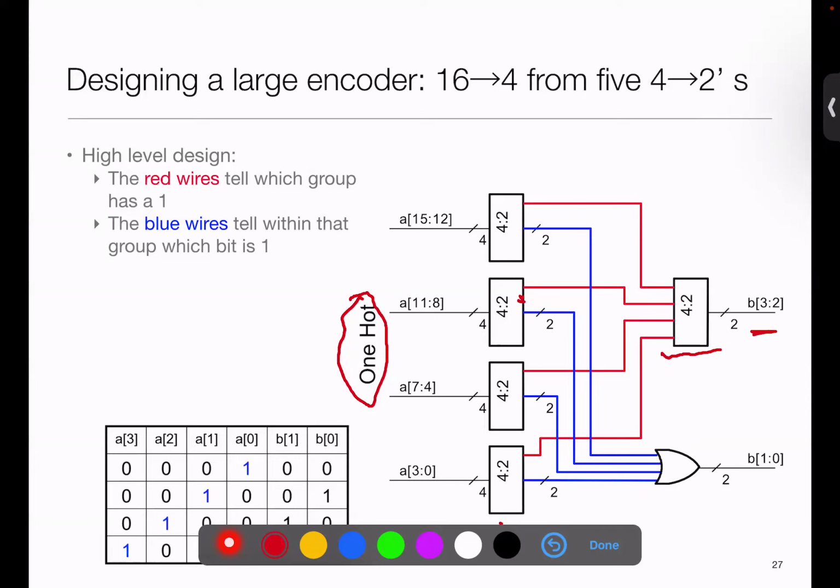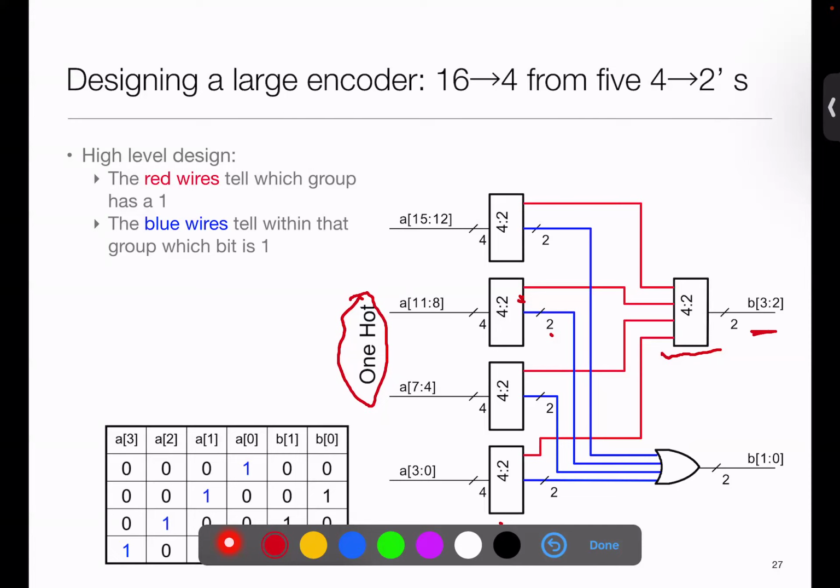And we take the blue lines, which are telling us where the 1 bit occurs within the group. And if the 1 bit doesn't occur, then blue lines are all zeros. Then I feed them into this OR gate. But this is a funny OR gate. If you see, this OR gate has 2 bits. Each input is 2 bits and each output is 2 bits.